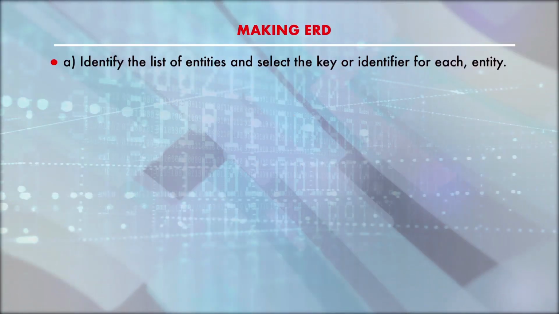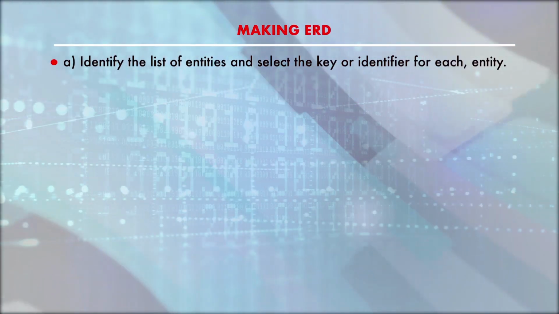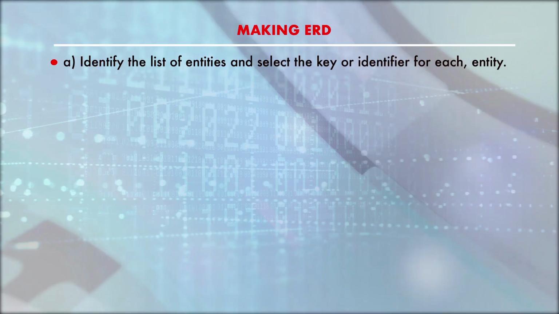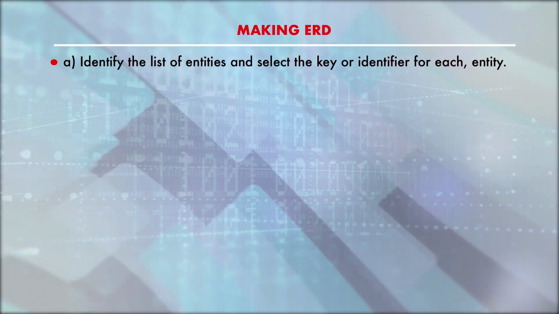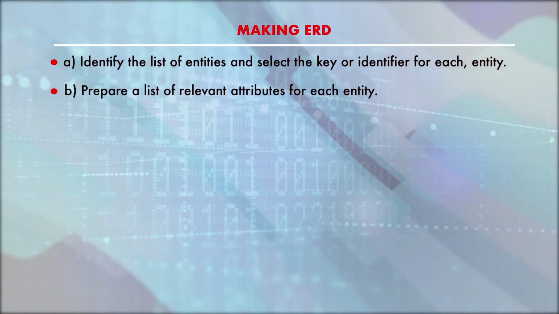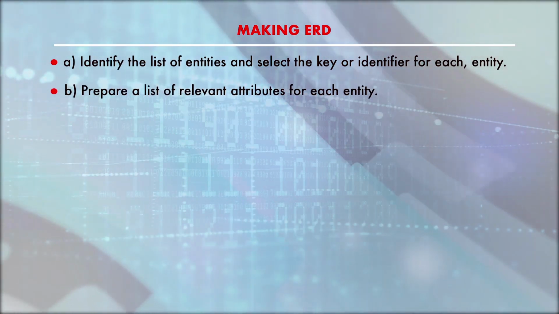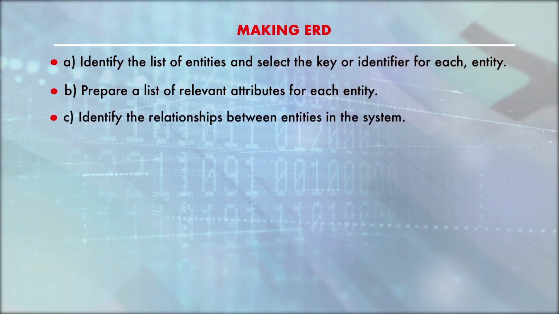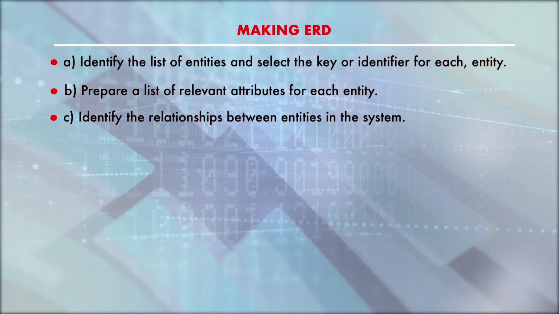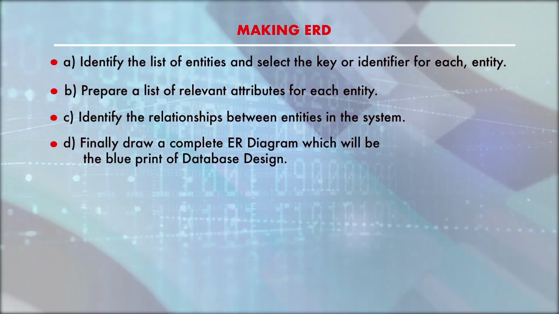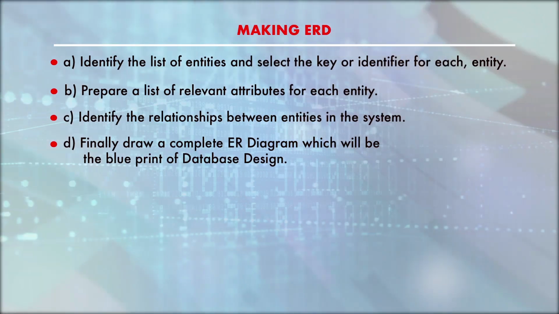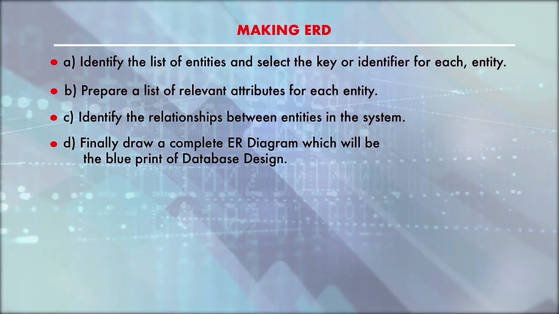If we try to make an ER diagram, for that first we have to identify all the entities and the keys or identifier of those entities in the system, and then we have to make the list of the relevant attributes of each entity, then identify the relationship among those entities in the system, and then finally we can draw the ER diagram that can be used as a blueprint of our database design.